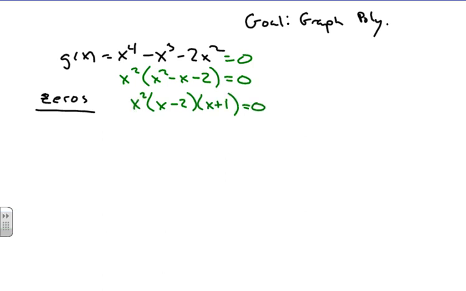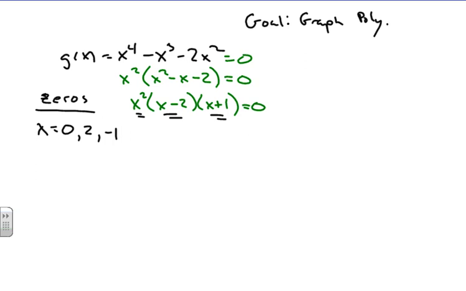And now we can look at our factors and identify our zeros. So our zeros in this case are going to equal 0, we got a 2, and we got a -1. This is not in the correct order. You'd have to flip this around to get that in the correct order.